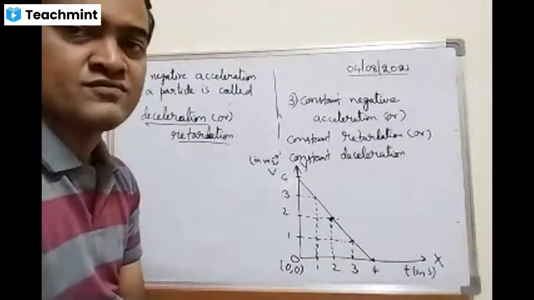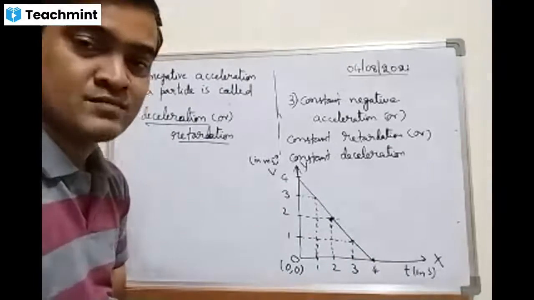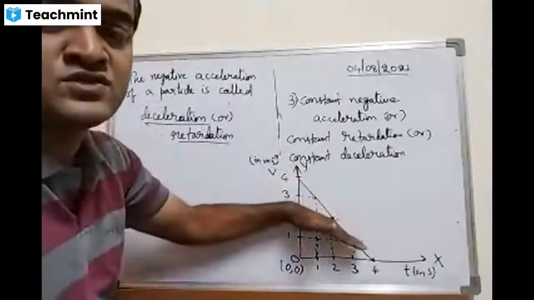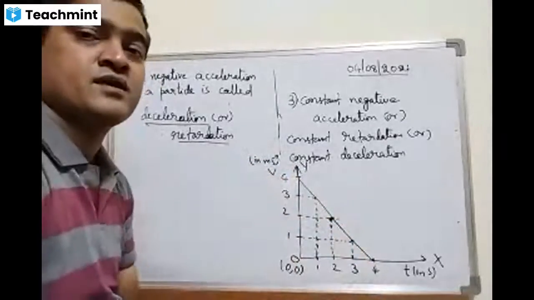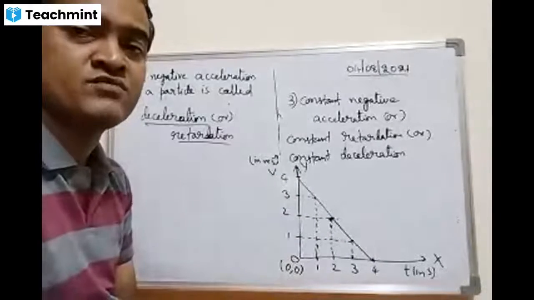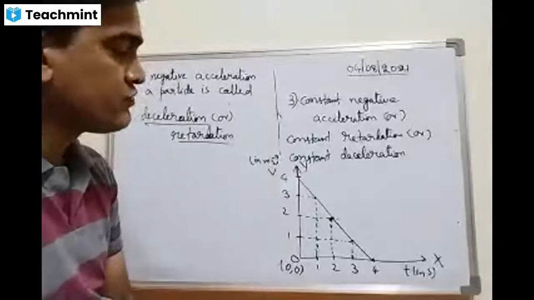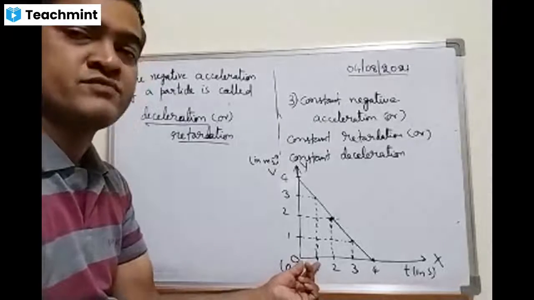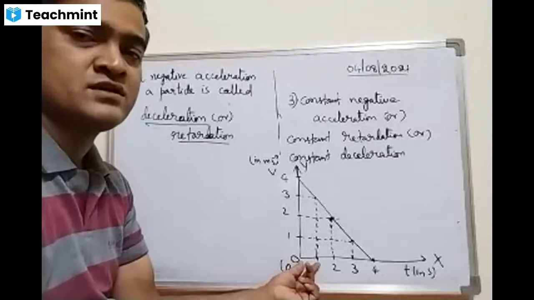Now, if you look at this graph, it tells us that as time increases, velocity is decreasing. And the change in velocity is also uniform in this case. Now, if you want, you can calculate. What is the time interval here? Between 0 and 1, the time interval is 1 second.